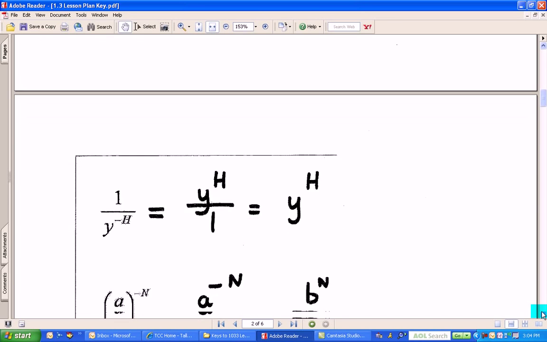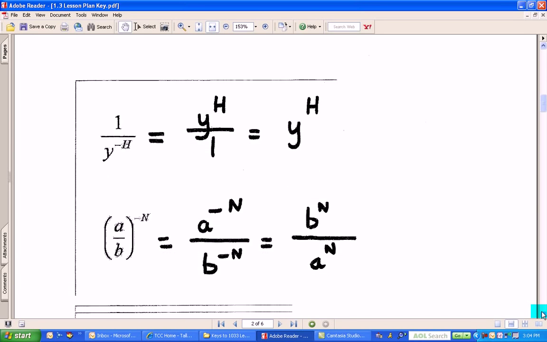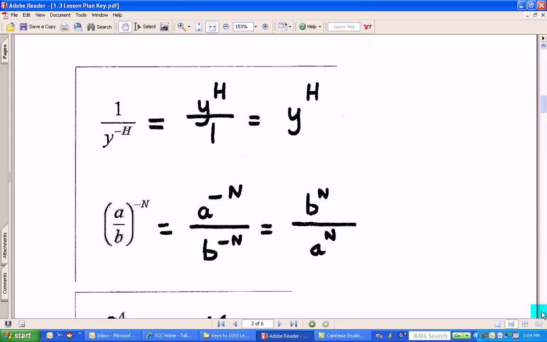All right, a couple more negative exponent problems here. 1 over y to the opposite of h. All right, here's the deal. When you see an exponent that has a minus sign, the opposite of, what you do is take the reciprocal. So if it starts off in the denominator, you move it to the numerator and you change the sign. So the opposite becomes a plus, and that's how we end up with y to the h.